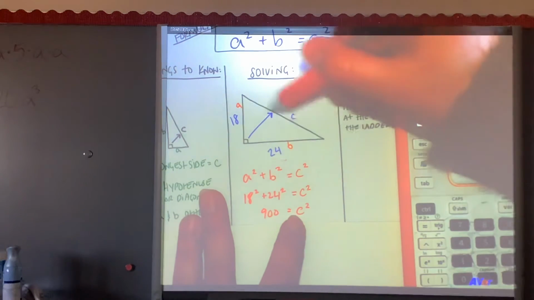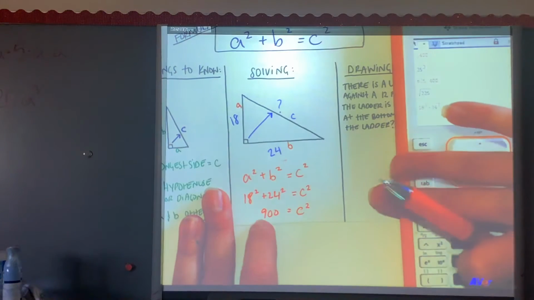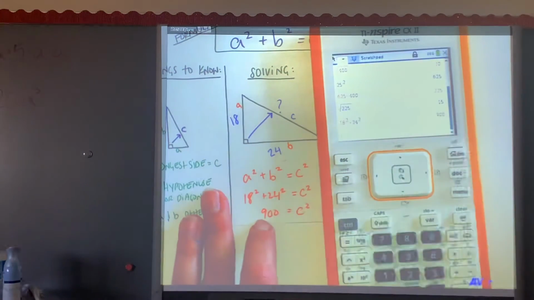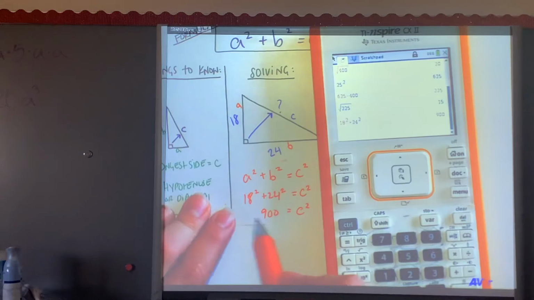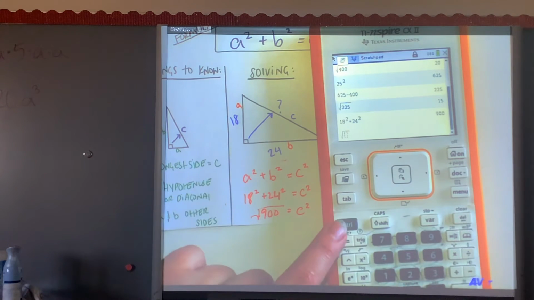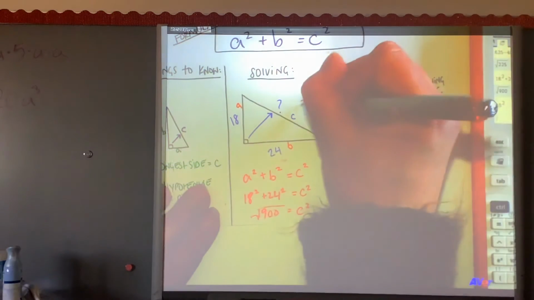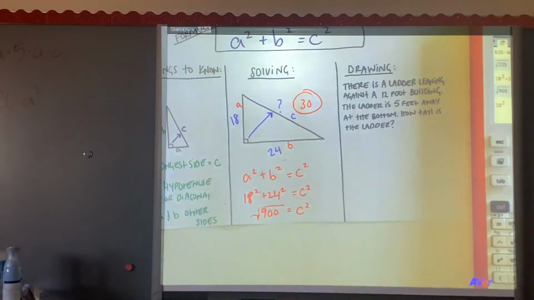Okay, if I were just looking for the length of the line, I need to figure out what number squared equals 900. I can do that by doing the opposite of squaring, and that would be a square root. Okay, so let's take the square root. Remember, you do gray button and then x squared. 900, and you get 30. Just as a check, 30 squared, or 30 times 30, should give you 900. So that means we were correct. The missing side was 30.